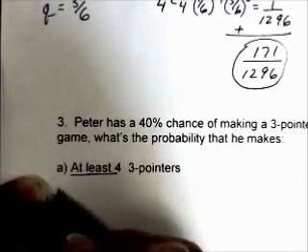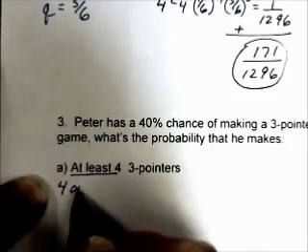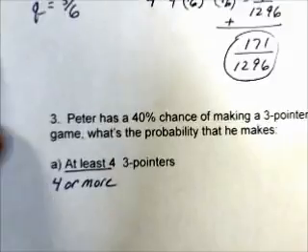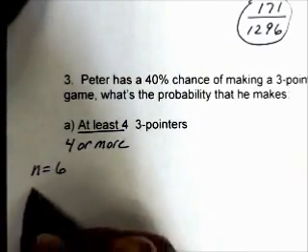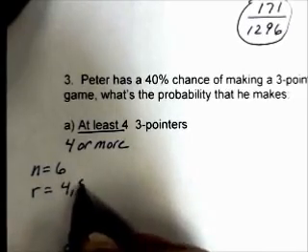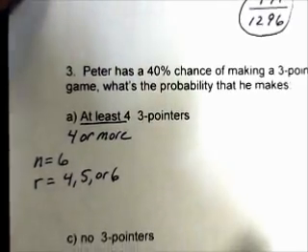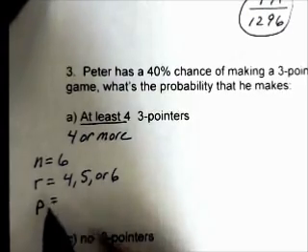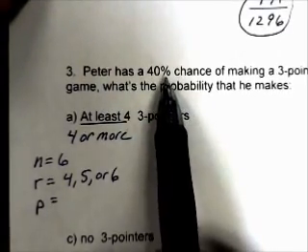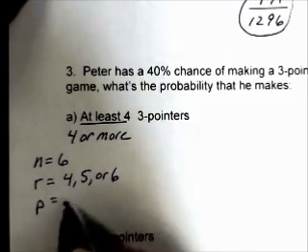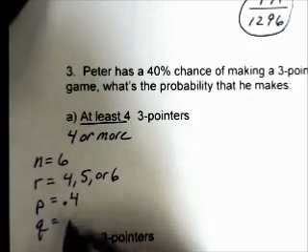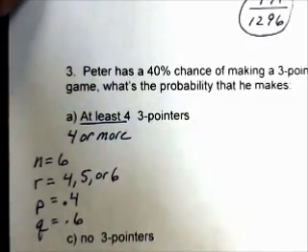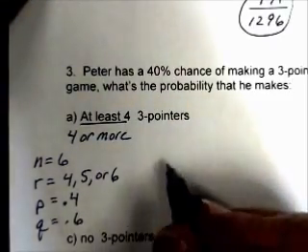At least 4 means 4 or more. So n is 6, 6 attempts. r is 4, 5, or 6. Our p-value, the probability he makes a three-point, is 40%, or in decimals, 0.4. And the probability he doesn't make it, he's unsuccessful, is 0.6. So we'll find all 3 r values individually and then add them up.